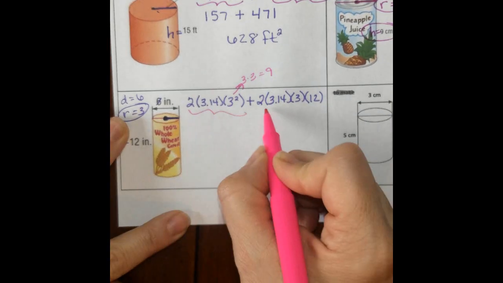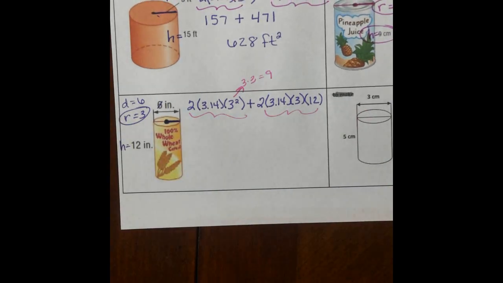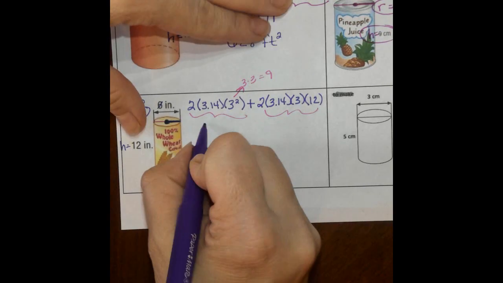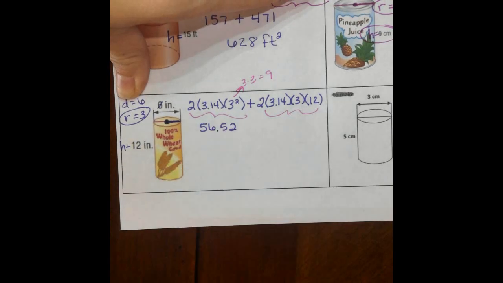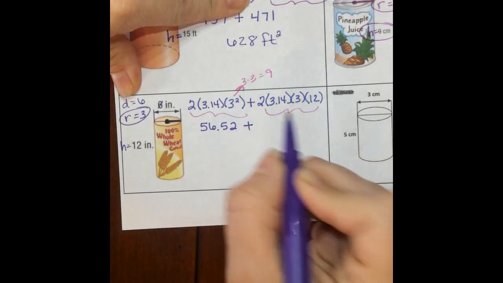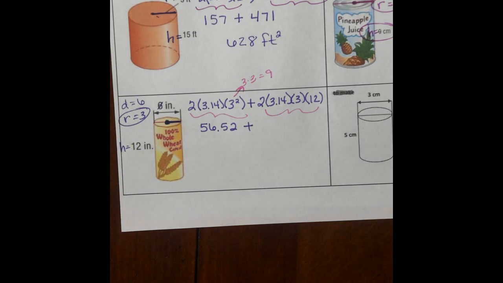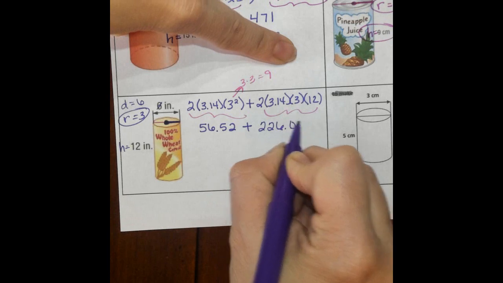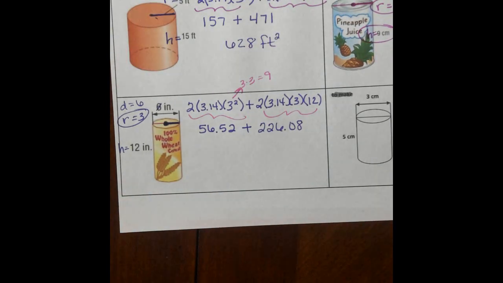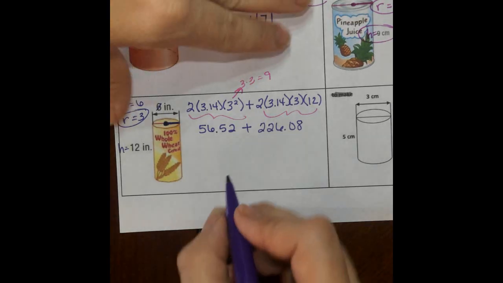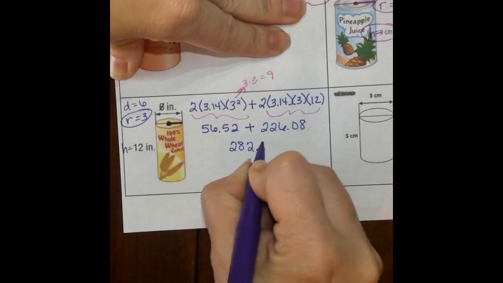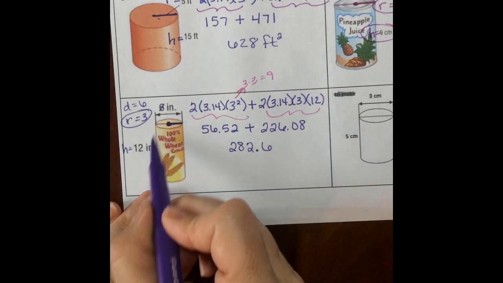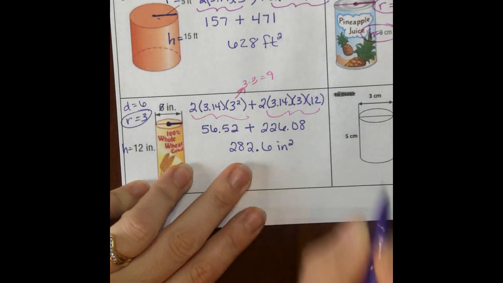So order of operations, we multiply 2 times 3.14 times 9, which is 56 and 52 hundredths. Bring down our plus sign. Multiply 2 times 3.14 times the 3 times the 12. Again, we're multiplying all of these: 226 and 8 hundredths. And as we've been doing, the last step is to add those two sides together. We come up with 282 and 6 tenths. Our units are inches, so that would be inches squared.